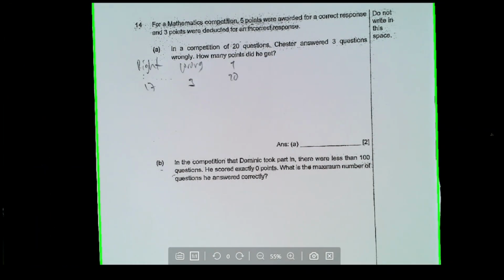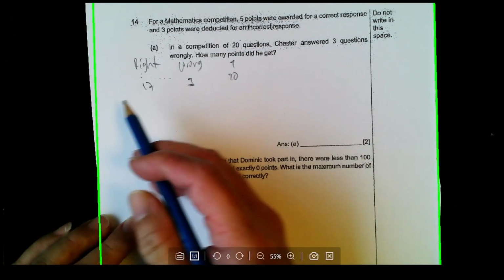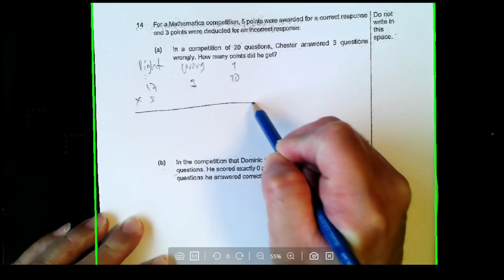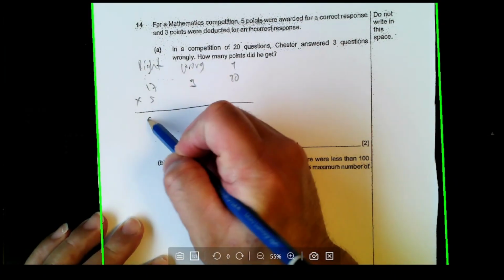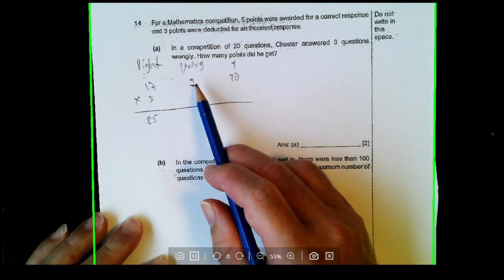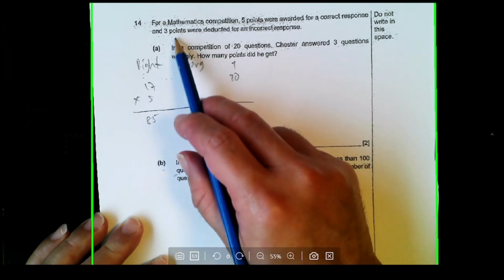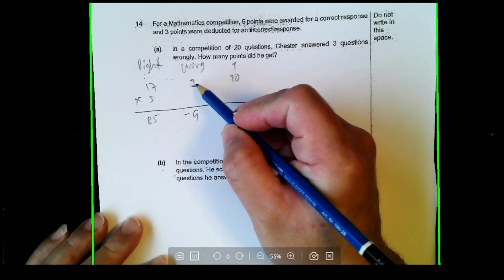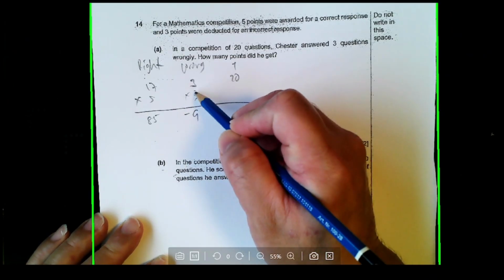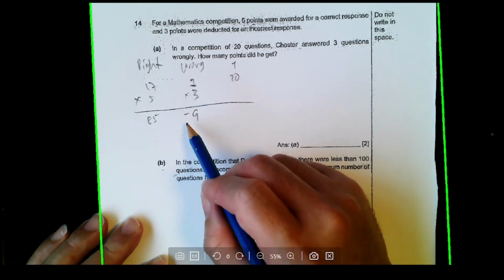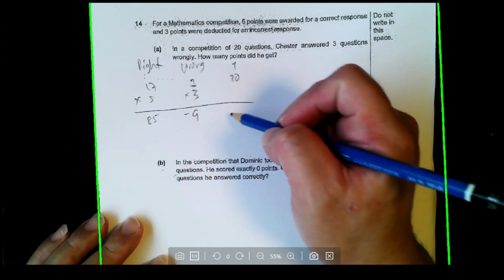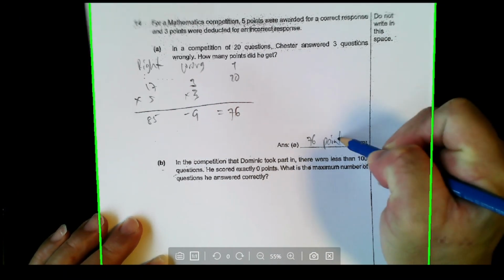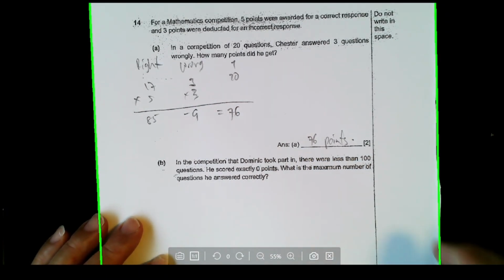So how many points did he get? 17 right questions, you will get times 5, you will get 85 points, okay? 3 wrong, so we have to minus 3 points for every wrong question. So 3 questions wrong, you need to minus 9. So altogether, 85 minus 9, you will get 76 points. 76 points. Okay?